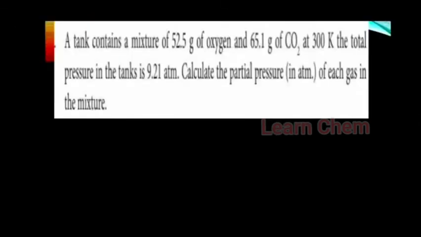Okay. Next question. A tank contains a mixture of 52.5 gram of oxygen and 65.1 gram of CO2 at 300 Kelvin. The total pressure of the tank is 9.21 atmosphere. Calculate the partial pressure of each gas in the mixture. So the two gases are oxygen and CO2, their masses, 52.5 grams and 65.1 grams, are given, and the total pressure is 9.21 atmosphere.